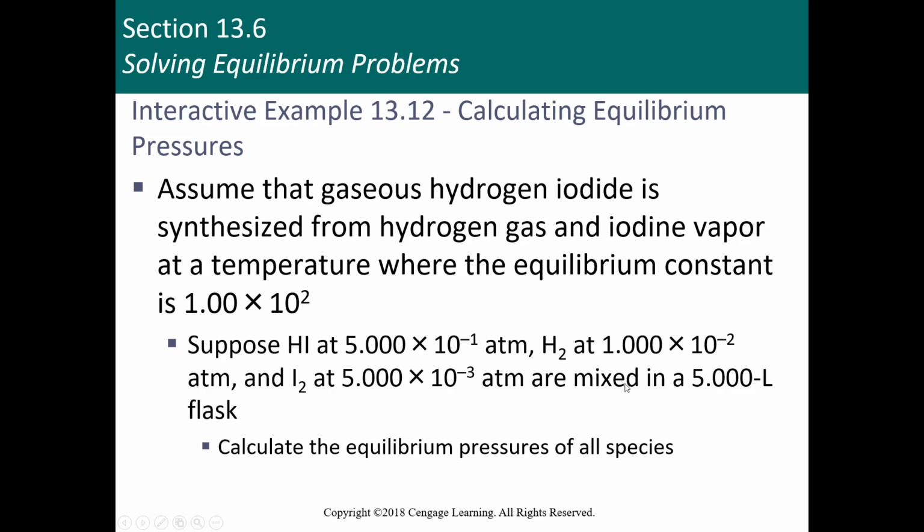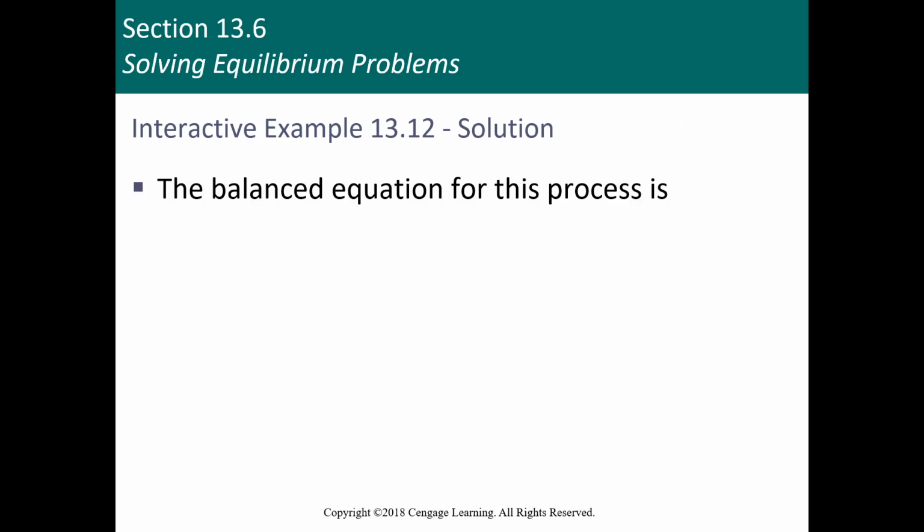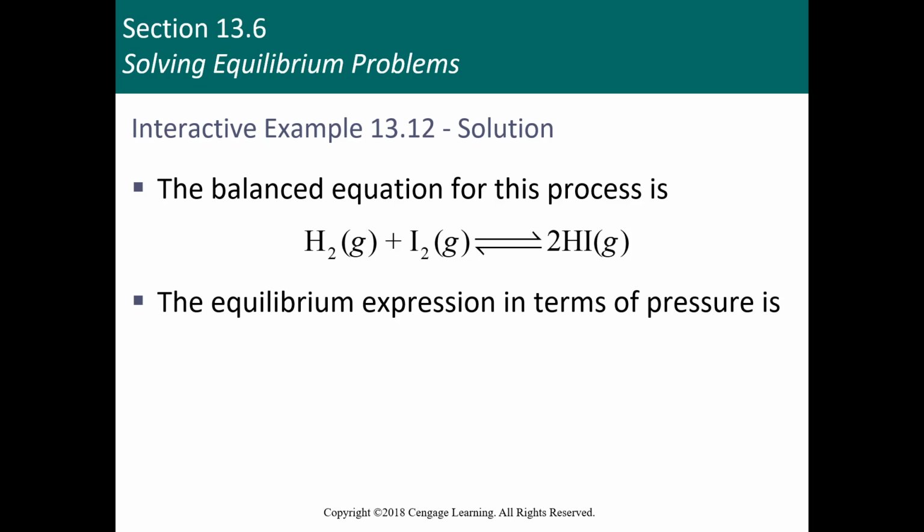So mixed in a flask means that these are reactants. This is initial. You put them together in a flask and mixed them. So you now need to figure out the equilibrium pressures. You've been given the equilibrium constant and the initial pressures. This is going to be the same problem again.